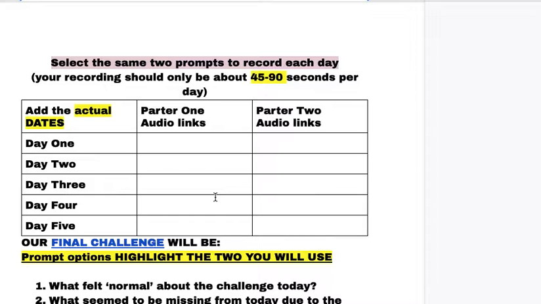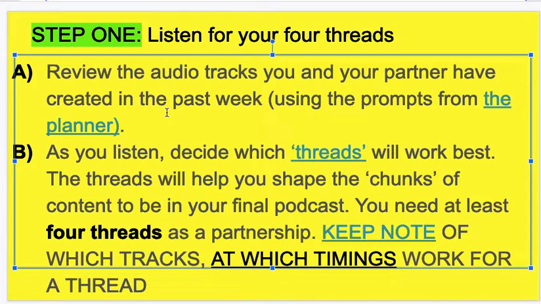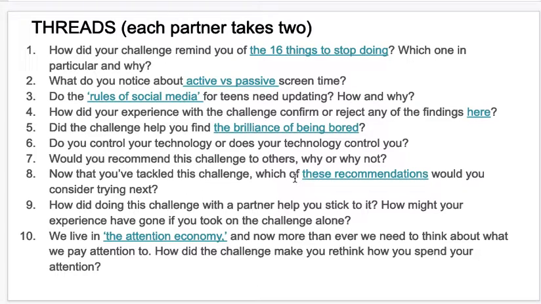So it's time to go back and listen to those recordings and to be thinking from a thread perspective. Again, you'll be responsible for 4 threads. Those are going to become your 4 segments or chunks of information if you think about the conventions. So what you'll be doing is listening while you keep this menu of threads in mind. And remember, each partner takes 2. You don't want to repeat them within your partner group.